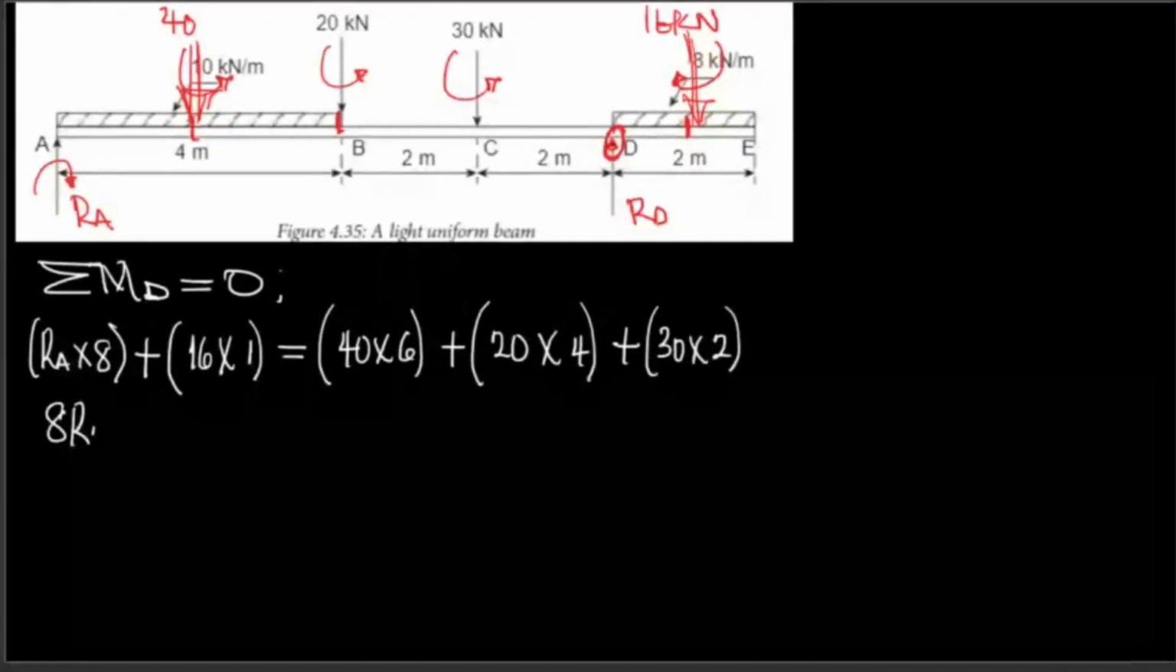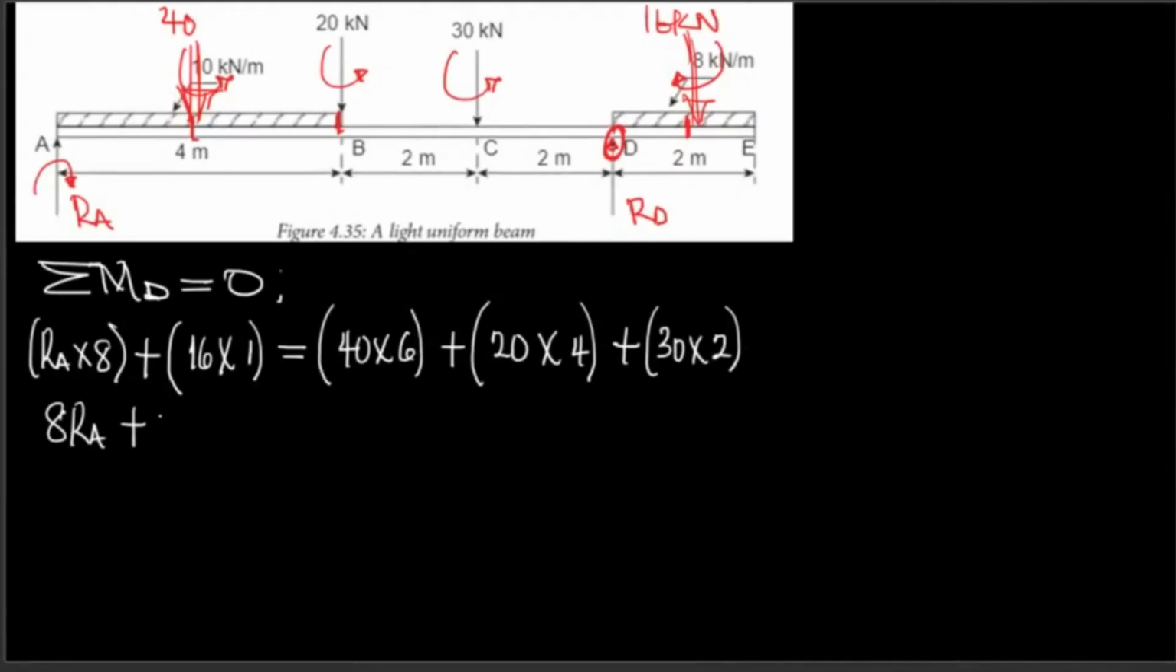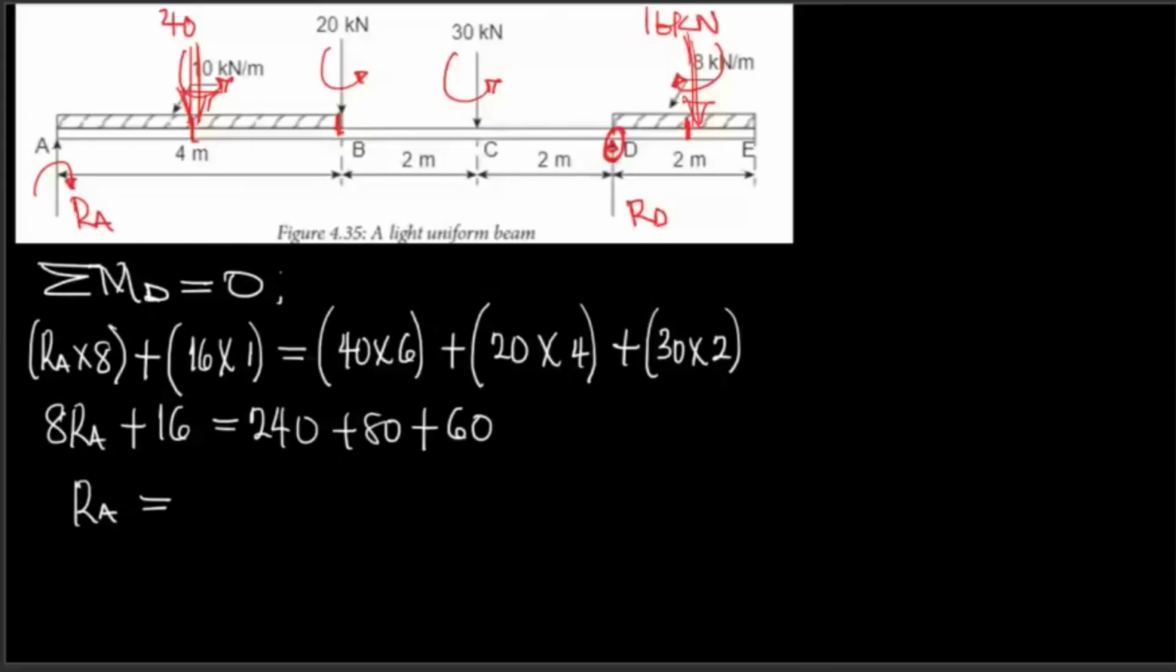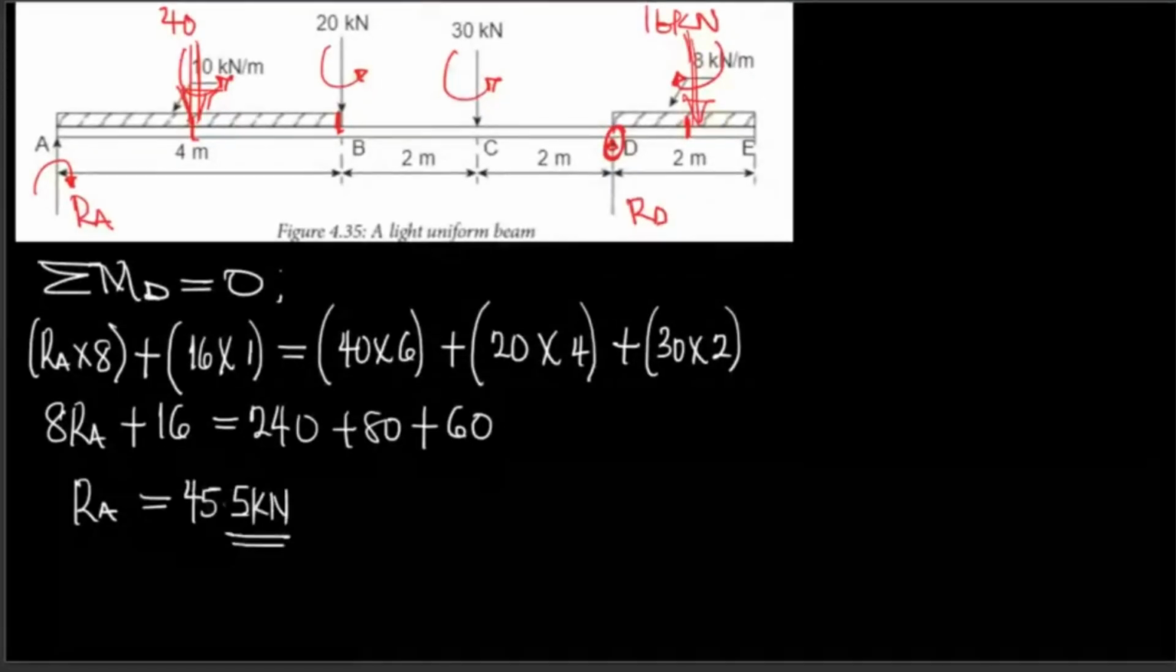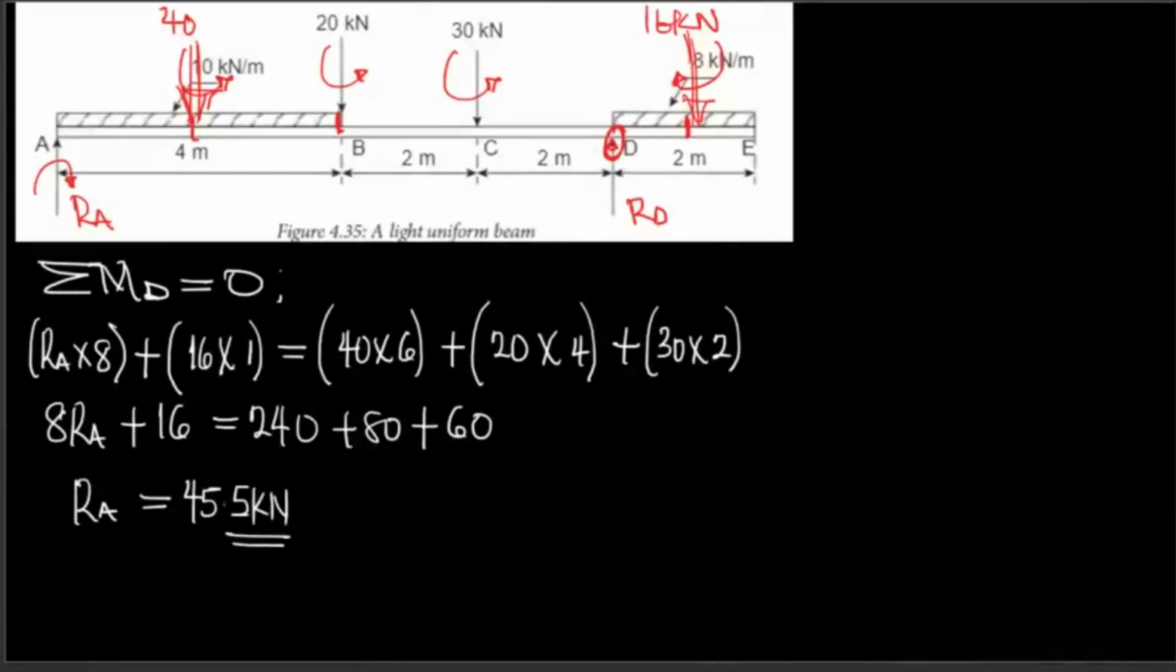Can someone give me the value of the reaction? So this is going to be 8RA equals to 240 plus 80 plus 60. Can someone just give me the value of the reaction there? 45.5. Thank you. RA is 45.5 what? Kilonewton.